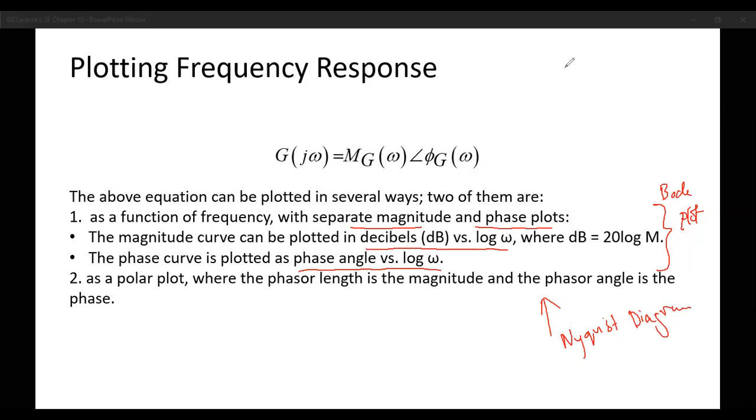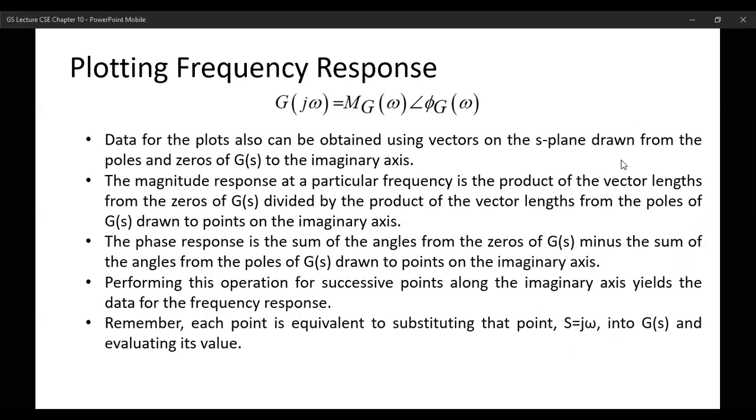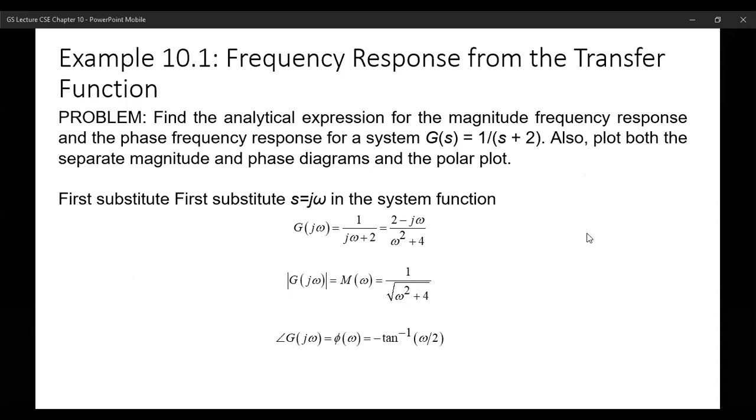Okay, so let us start with a simple example. The first step is very simple: replace s in G(s) by j omega, then evaluate it, and then figure out the plot. So in Example 10.1, you have to figure out the frequency response of the given transfer function.